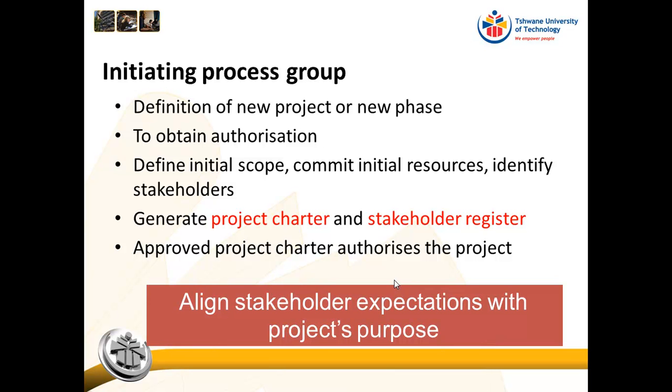Okay, so let's look at each of the process groups in more detail. So initiating is the definition of a new project or a new phase of a project, and its main aim is to obtain authorization. We define the initial scope, commit initial resources, and identify stakeholders. We generate the project charter and the stakeholder register in this process group, and then the approved project charter authorizes the project. And the main thrust of this process is to align the stakeholders' expectations with the project's purpose.